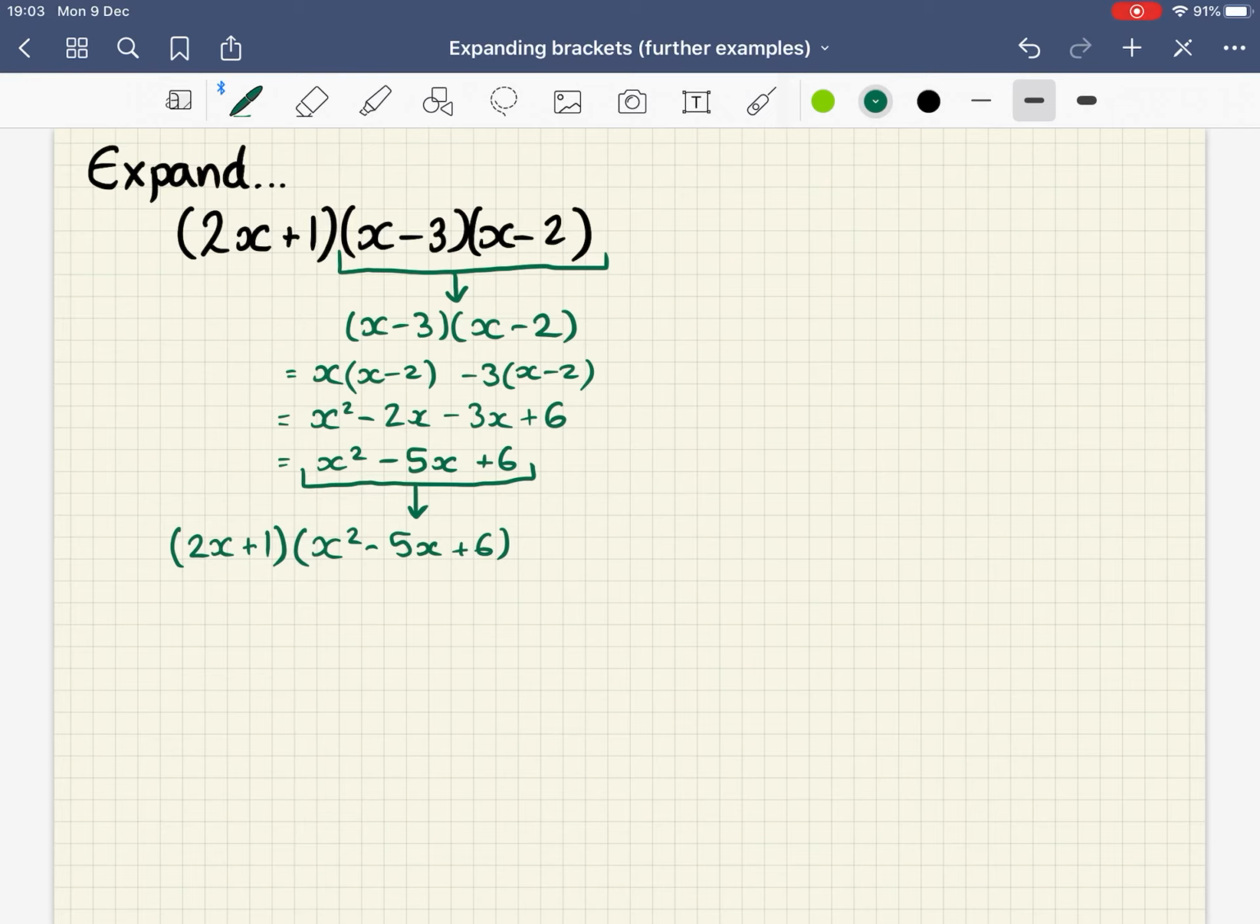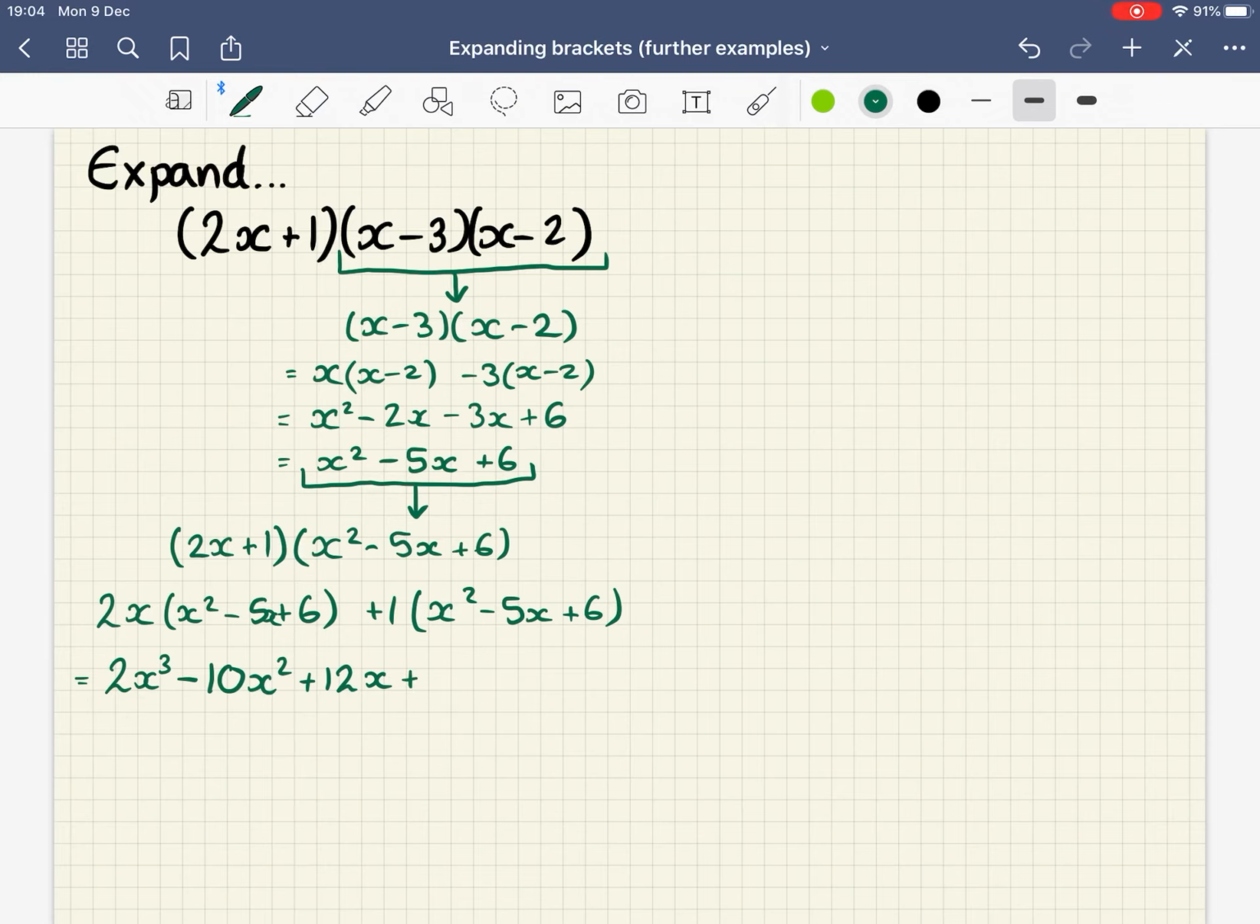And now I can break it up, that 2x plus 1, so I've got the 2x plus 1. And now it's very similar to the question we've just done in the previous one. Oh, I'm missing that x there. Just sort of squished it in. So 2x times x squared is going to be 2x cubed. 2x times negative 5x is going to give me negative 10x squared. 2x times 6 is going to give me plus 12x. Then 1 times all that bracket is just going to give me the exact same bracket back.